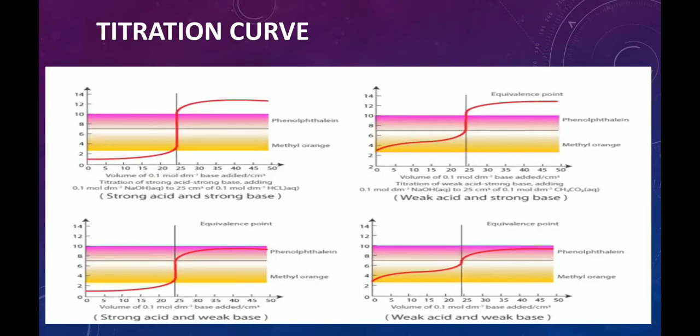These are the various titration curves. First, for strong acid and strong base. Second is for weak acid and strong base. Third is for strong acid and weak base. Fourth is for weak acid and weak base.